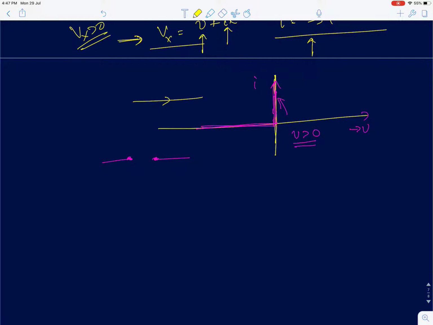And if Vx is less than 0, we can simply assume it's an open circuit, and the output will also be 0 in the same circuit. If I assume Vx is less than 0, the diode will be reverse biased and it's an open circuit.